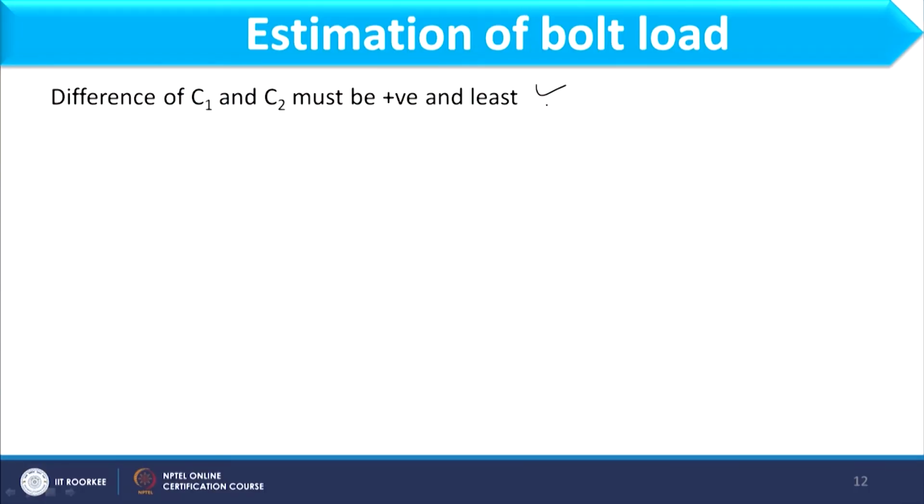So, here we have to carry out the whole calculation for the number of bolts, and then we will compare the values of C1 and C2 for selection of the proper bolt. That can be chosen as the difference of C1 and C2 must be positive and least. We have C1 and C2 values. Let us say I am having 4 different bolts or 5 different bolts.